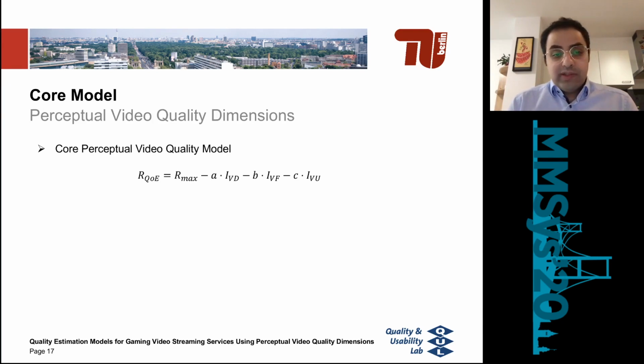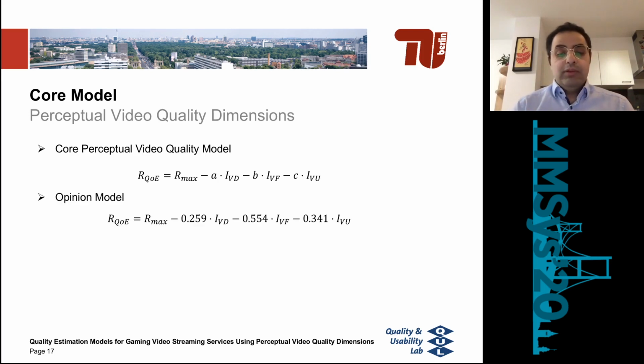So to do that, we use the core perceptual video quality model. This is inspired by the E-model, where we have an R max, which here is 100 minus all these impairments that we have. For the opinion model, our fit is shown here, and as is quite obvious, video discontinuity has very small coefficients, so its contribution is not that high. This comes from the fact that between 30 frames per second and 60 frames per second there is not a huge difference, and most of the changes come from 20 frames per second, which is not dominant here.